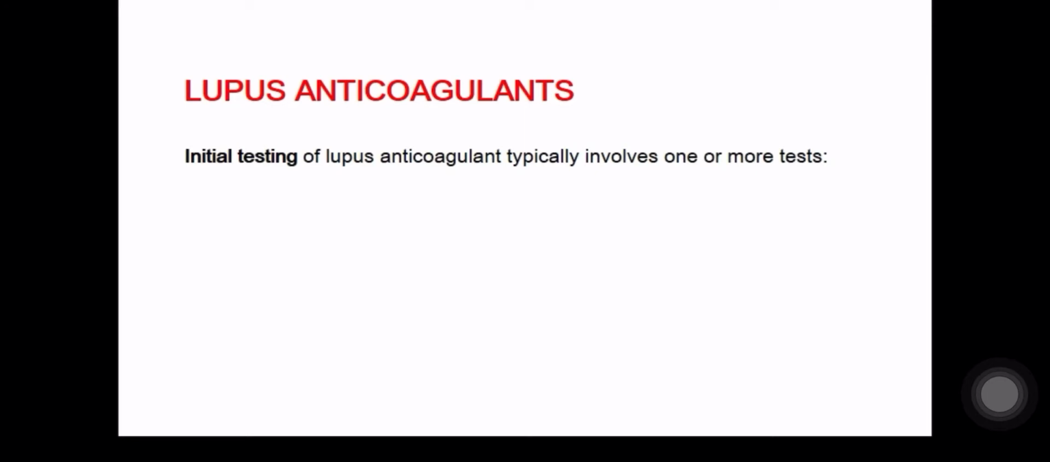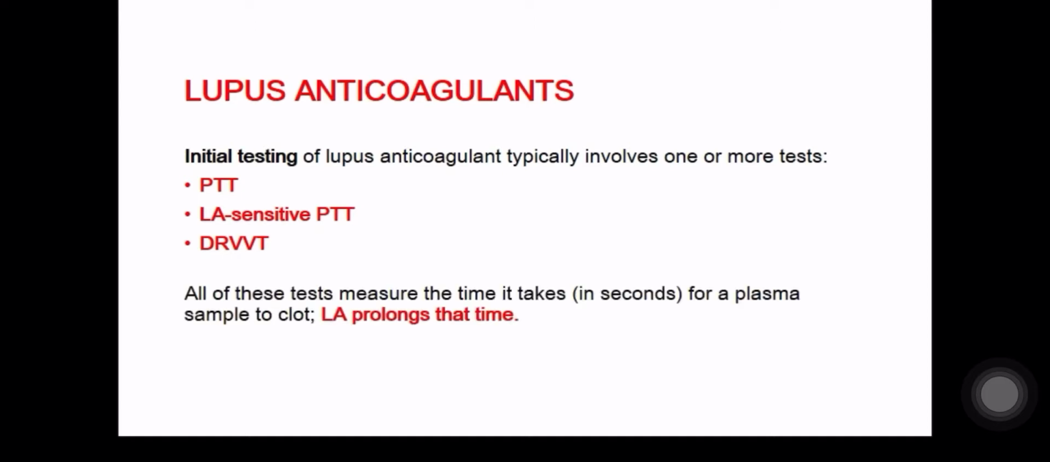Initial testing of lupus anticoagulant typically involves one or more tests. For testing of lupus anticoagulant, we have PTT or partial thromboplastin time, we have LA-sensitive PTT, and we have the dilute Russell's viper venom test or DRVVT. Remember, lupus anticoagulants inhibit the chemical reactions that lead to clotting in the partial thromboplastin time. Again, all of these tests measure the time it takes for a plasma sample to clot, because it is said that lupus anticoagulant prolongs that time.